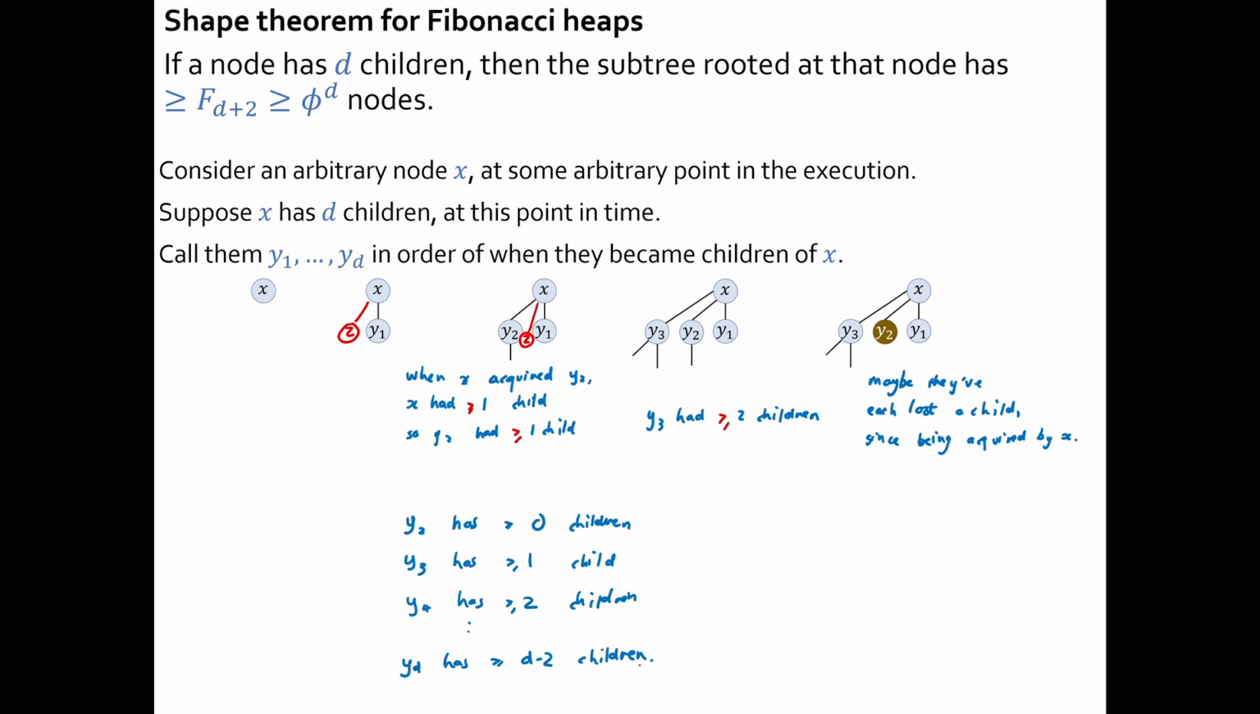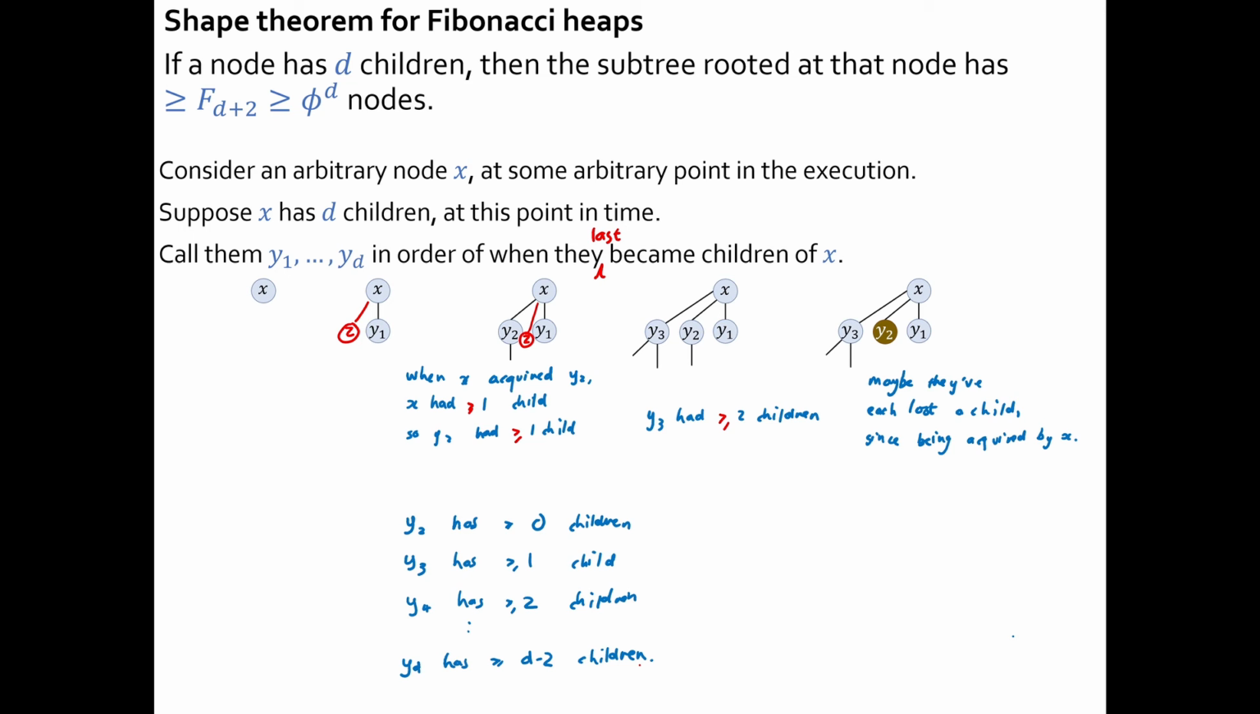I ought to be more precise about one other matter, in order of when they last became children of x. What am I talking about here? Well, it is conceivable that x acquired child yd very early on, then it lost child yd, and then it acquired child yd again later on. For the purpose of these bounds, I'm only interested in the nodes y1 up to yd at the last point in time at which they became children of x. That's the order in which I want to place them. Okay, so that's some very technical and careful thinking through corner cases, but all of this theorem still works.